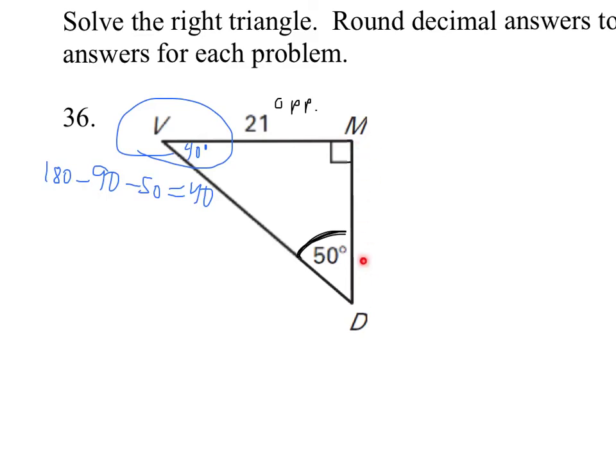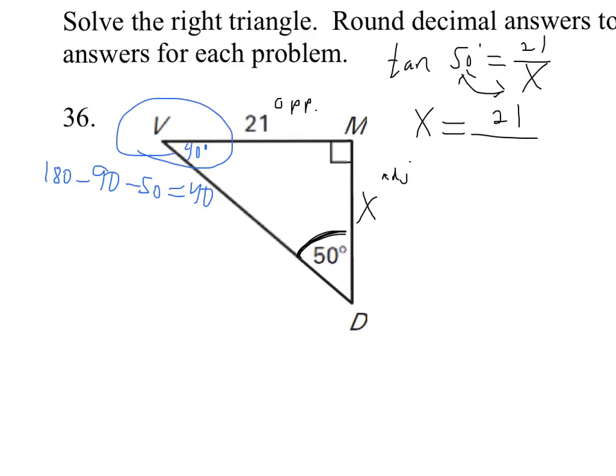Maybe I'll start with MD. If you want to give it a letter, like X, you can. And so that's the adjacent side. So that would be tangent. Tangent of 50 equals opposite over adjacent, so 21 over X. We can make the switch with the X because we don't want it on the bottom. So X equals 21 over tangent of 50.